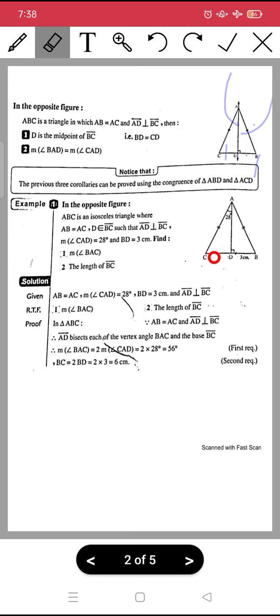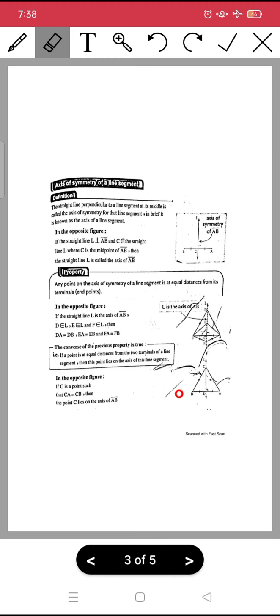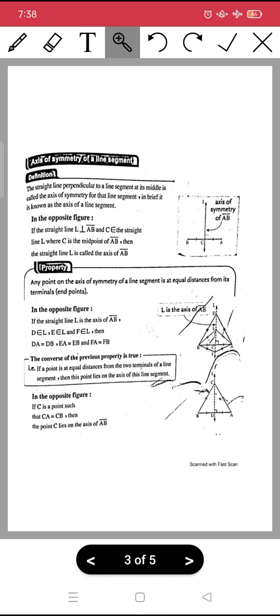Since AD is a bisector, as a result BC equals double BD. Why? Because D is a midpoint, meaning BD equals DC, so 2 times 3 equals 6 centimeters. Now, we have taken before the axis of symmetry of a line segment.